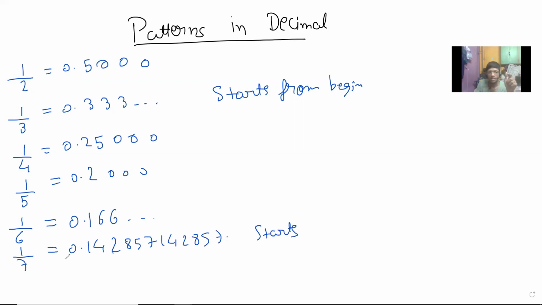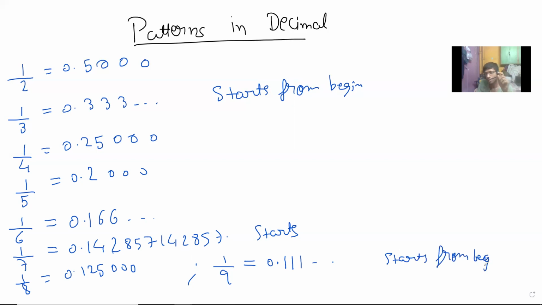So can you guess anything by looking at the examples so far? 1/8 does not start from the beginning, we know. And then look at 1/9. What is 1/9? Is it 0.111? Okay, it starts from the beginning. So any guesses about for what fractions the pattern will start from the beginning?